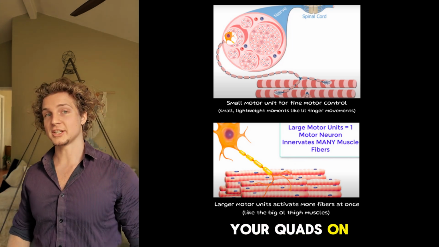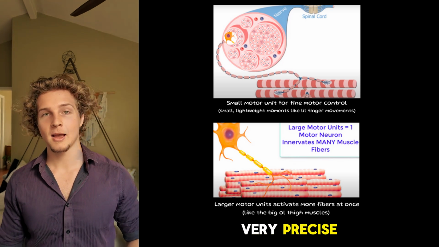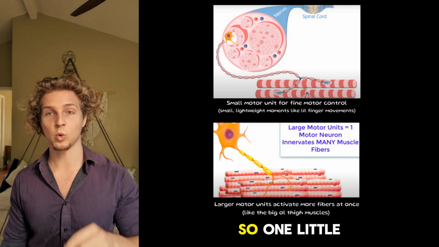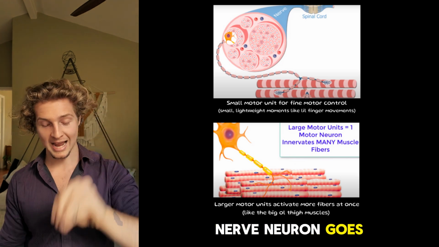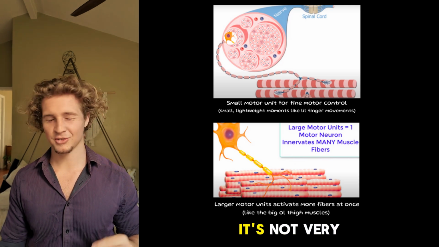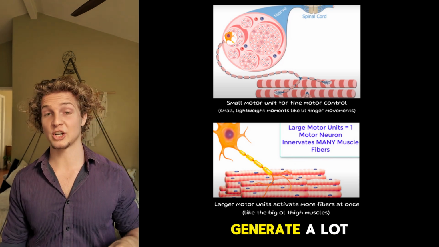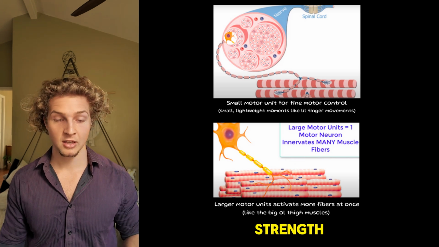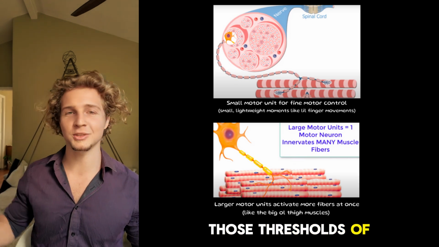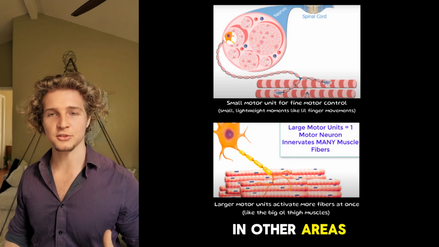Your quads, on the other hand, are not very precise, but they are very strong for each motor unit activation. So one little neuron goes and activates a whole bunch of muscle fibers at once, which is why it's not very precise, but you can generate a lot of power and a lot of strength without having to think about it and activate all those thresholds of potential like you would in other areas of your body.